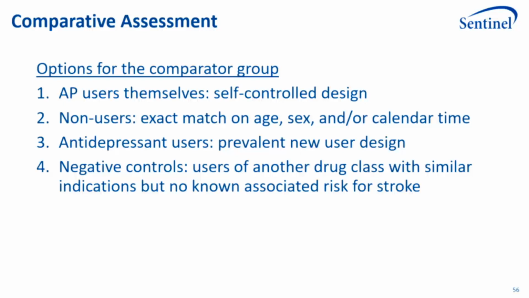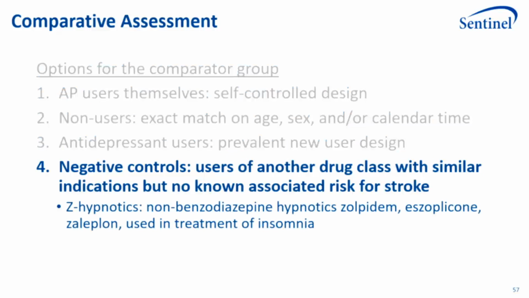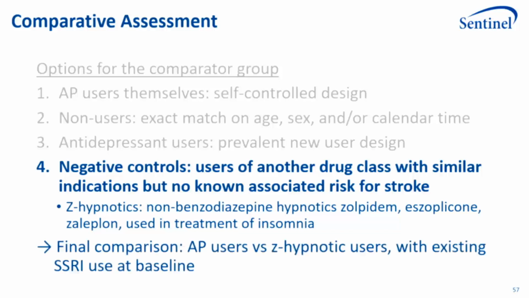That left us option 4, negative controls, or identifying a group of users of another drug class with similar indications but no known associated stroke risk. After some back and forth between us and FDA members, we determined that Z hypnotics could be the appropriate drug class to serve as our negative controls. So in the end, for this specific aim 2, the final comparison was atypical antipsychotic users compared to hypnotic users, with both groups having baseline SSRI use.